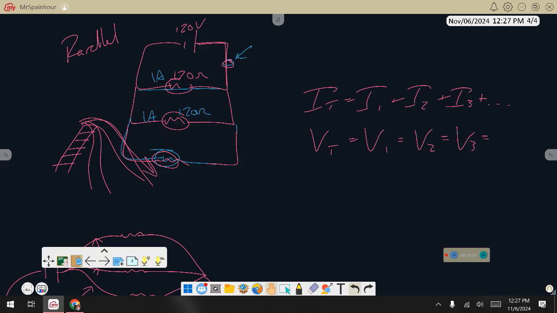All right, next thing I just wrote up there is voltage is the same. In terms of my analogies, hopefully that makes sense. I'll give you every analogy again. Here it is. One ladder, three different possible slides to go down. What confuses people is when I say each of them get 120 volts, they go, but Spainhour, you only have 120 volts. What do you mean? Why is that?